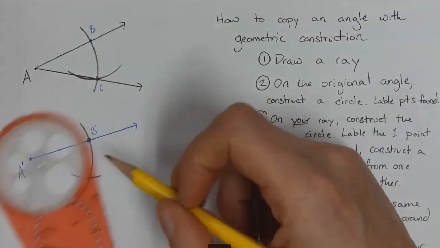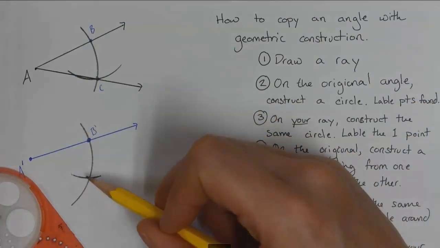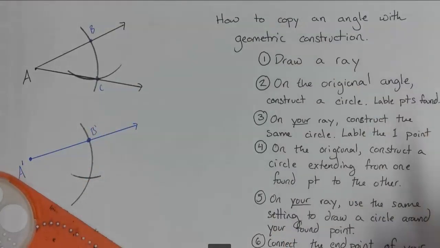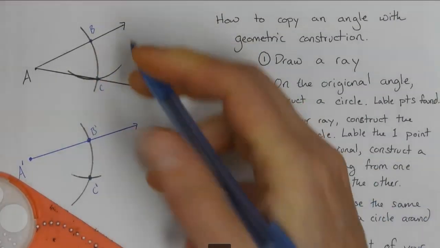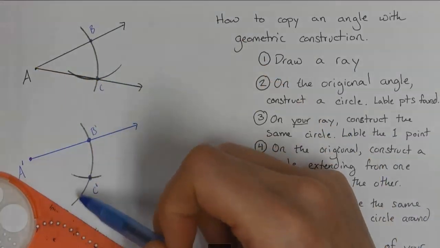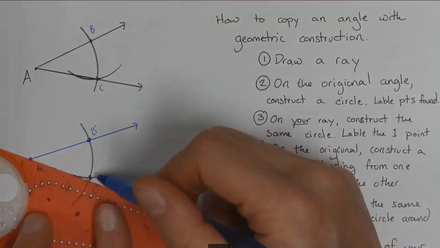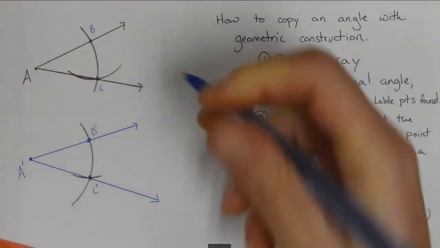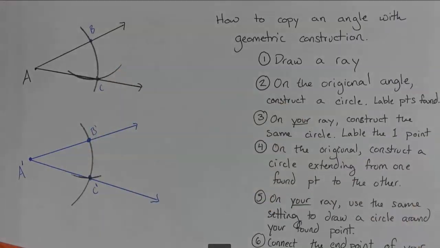Now, all I really care about is where the original circle that I drew and the new circle intersect. So notice I didn't draw a huge circle. You could go all the way around if you want for either of these. You just don't need to, because this point right here, where they intersect, will have to be our new C. It comes at a specific distance from A, found by this circle, and a specific distance from B, found by the second circle. Once I connect those to A prime, I now have an exact copy of our original angle. And that is how you copy an angle with geometric construction.